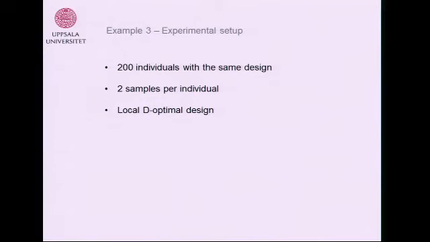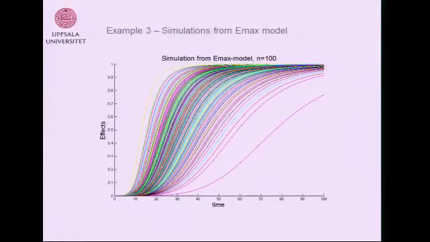We used 2 individuals and quite sparse design, so we only had 2 samples per individual, and we used local d-optimal designs. So now we can actually optimize with this and see if there are any differences in the optimal designs as well. Here you see just some simulations from the model. So it's effect versus time again, 100 simulations. And you can see that's quite a lot of variability, and the EC50 value is basically the time where you have 50% of the effect. So it varies quite a lot.